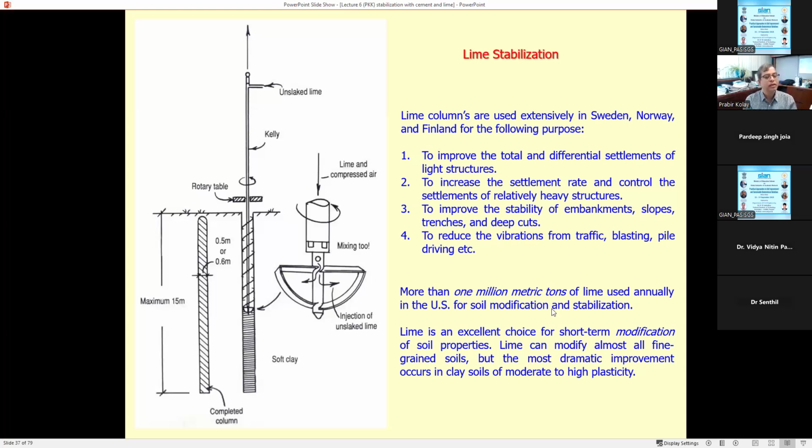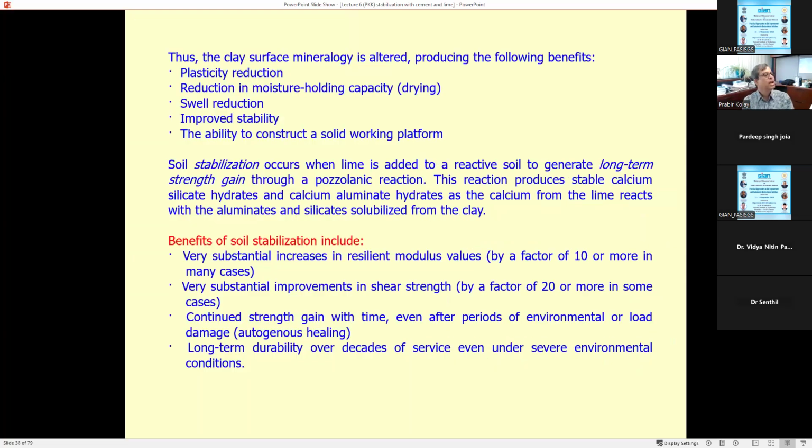So more than 1 million tons of lime are used in the US for modification. For modification, as I mentioned, the purpose is just to dry out the soil and stabilize it. Okay? Lime is an excellent choice for short-term modification of the soil. Lime can modify almost all fine-grained soil, but the most dramatic improvement occurs with clay of high plasticity. As I mentioned earlier, this gives a reduction of moisture holding capacity, swelling reduction, improved stability, and the ability to construct a solid working platform.